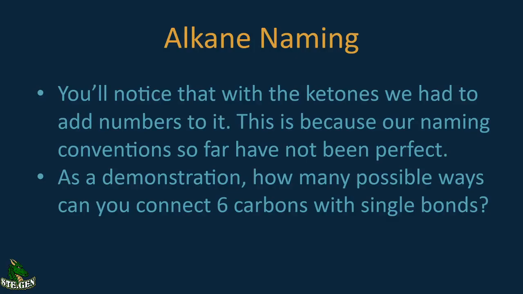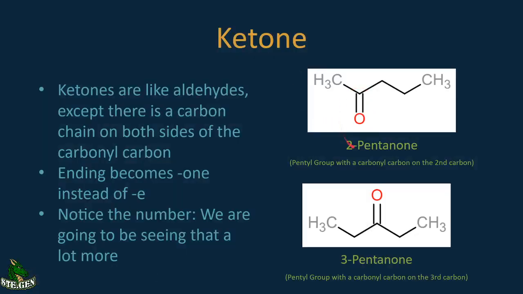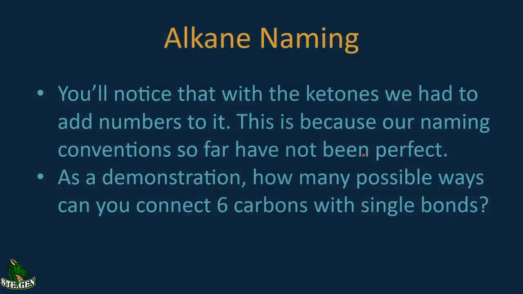Mr. Diamond, and we're back following up with that question that I asked at the end of the last video, which is when we talked about ketones, which I'll click back, notice that we had numbers. So like this one here had 2 pentanone. It was a 1, 2, 3, 4, 5 carbon chain, so that's penta, and on position 2 there was a ketone, so it became 2 pentanone. Now, this is because our naming conventions that we've been using aren't actually perfect.